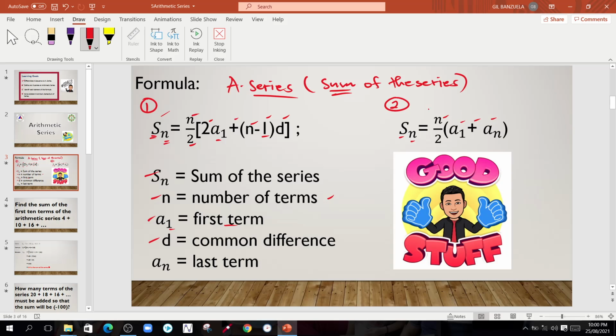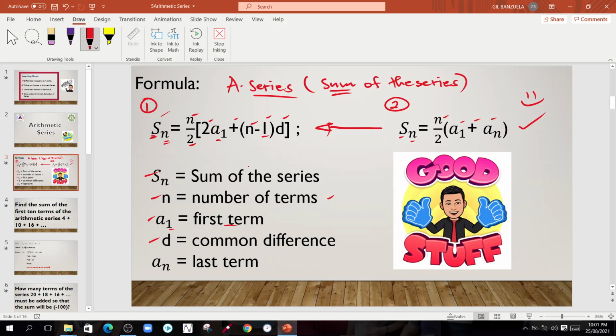Therefore, this formula number 2, guys, we will use only when the first term and last term are given. If the first term and last term are not given, we have no choice but to use the first formula. Okay? We read the second formula as: the sum of the entire series is equal to half of the number of terms multiplied to the sum of the first and the last term. It is better to remember it that way, guys. Alright?